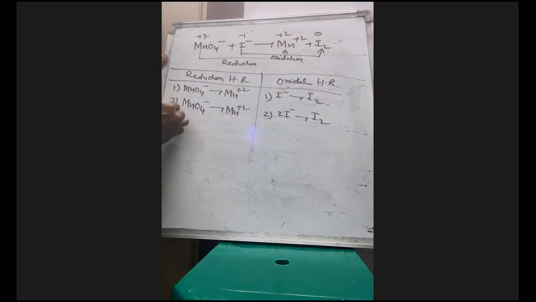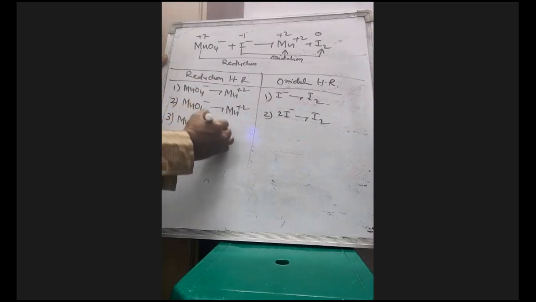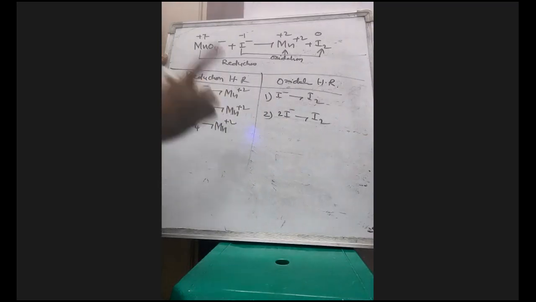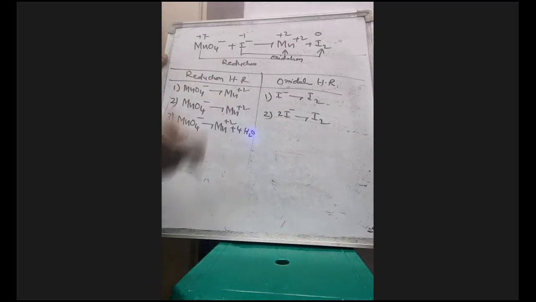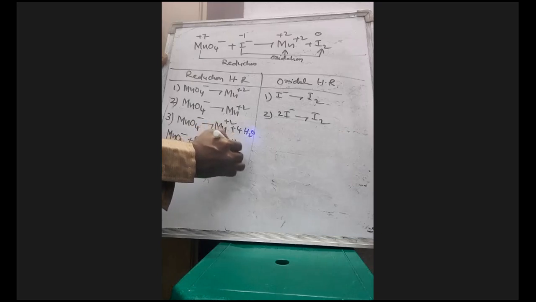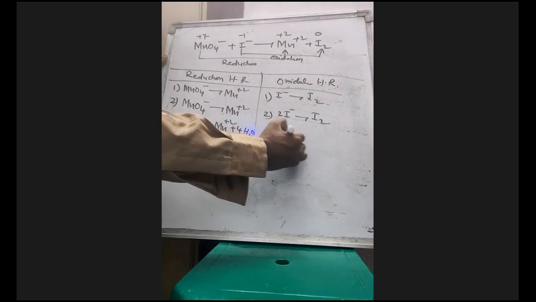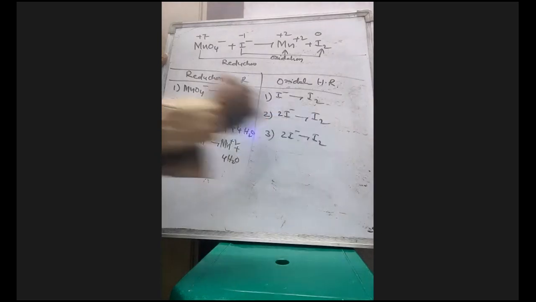Now the third step: I am doing this in acidic medium. To balance oxygens, what do we need to add? To balance one oxygen, we need to add one water molecule. That's why here it is 4H2O. Then balance the hydrogens: MnO4 minus plus 8H plus gives Mn plus 2 plus 4H2O. Here for iodide, no need to balance because there are no hydrogens and oxygens.